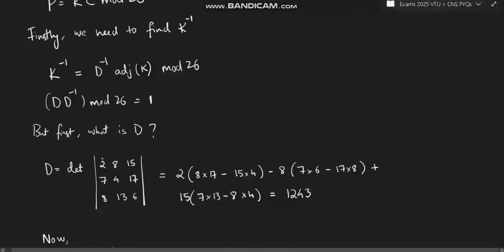How do we find the determinant? You take the first element, ignore its row and column, and multiply the remaining two: 4 into 6 minus 7 into 13. Just a second. Okay, 2, 8 and 15, right? So it's actually not like this. Let me correct it.